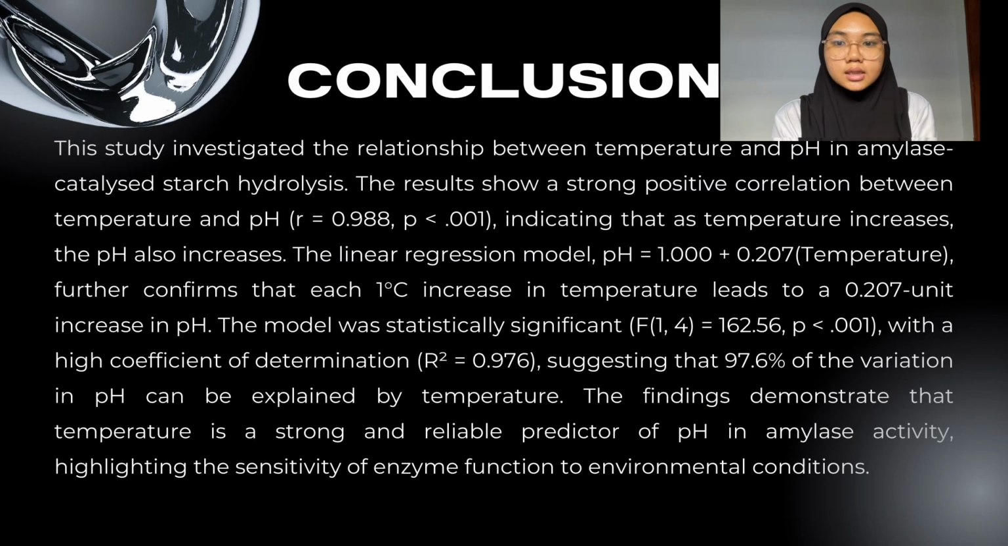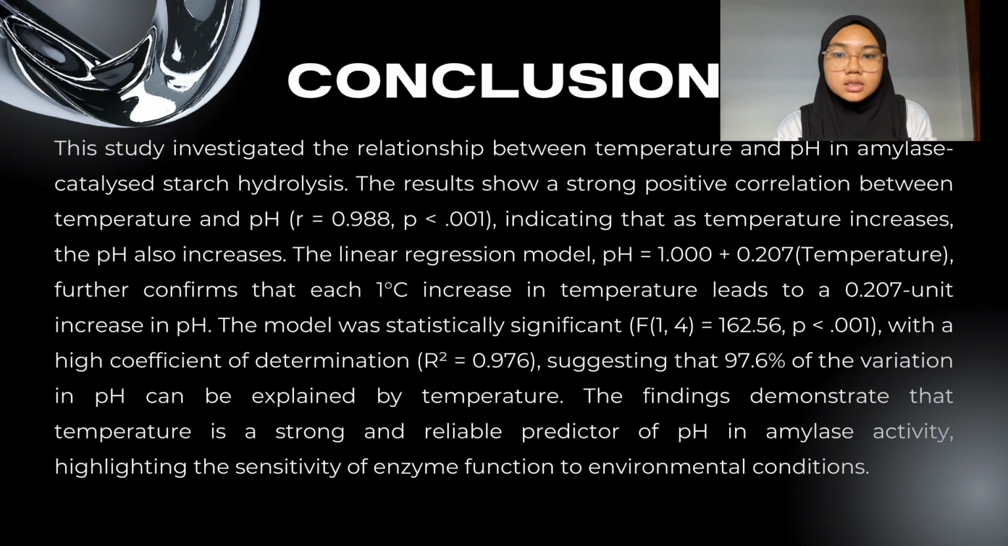In conclusion, this study investigated the relationship between temperature and pH in amylase-catalyzed starch hydrolysis. The results show a strong positive correlation between temperature and pH, R equals 0.988, p less than 0.001, indicating that as temperature increases, the pH also increases. The linear regression model, pH equals 1.00 plus 0.207 temperature, further confirms that each 1 degree Celsius increase in temperature leads to a 0.207 unit increase in pH.